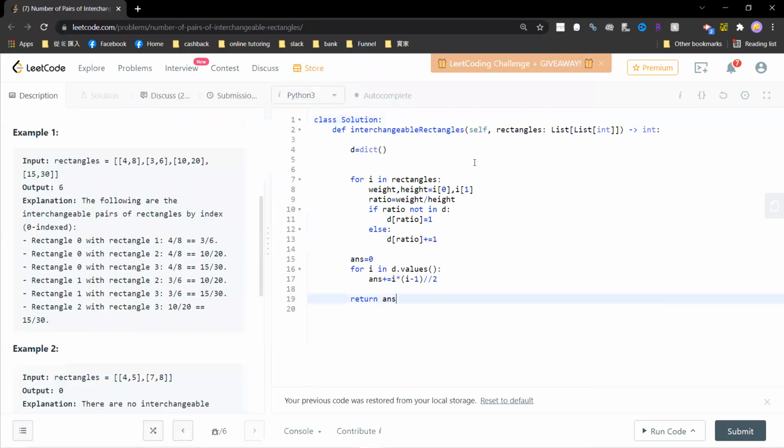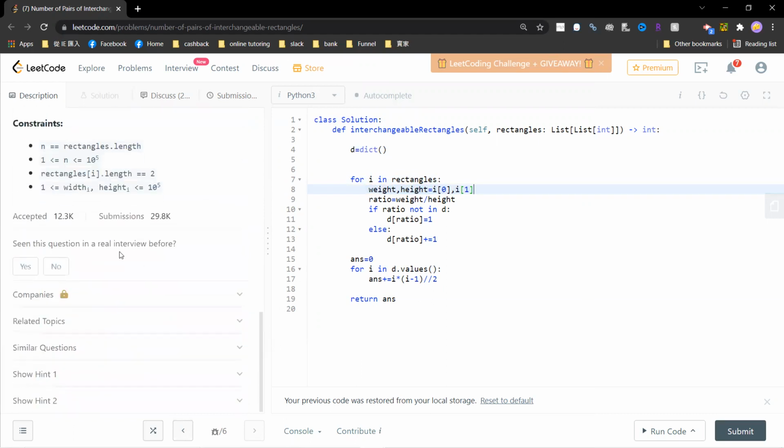Very easy: create a dictionary, and let width and height be i0 and i1. Both are non-zero, and you compute the ratio. If the ratio is not in the dictionary, you make it 1, otherwise you add 1. So basically you just count the same ratios. Now you define the answer to be 0, then go through each value and add v times v minus 1 divided by 2, as I just said.